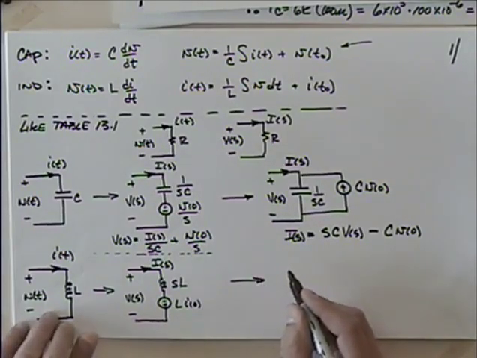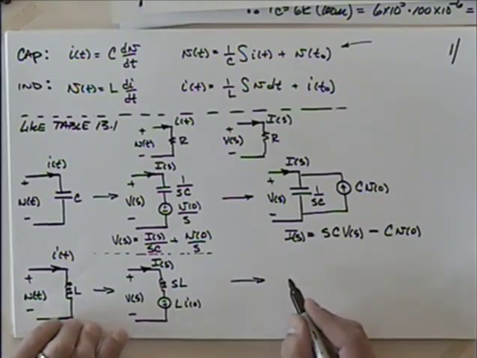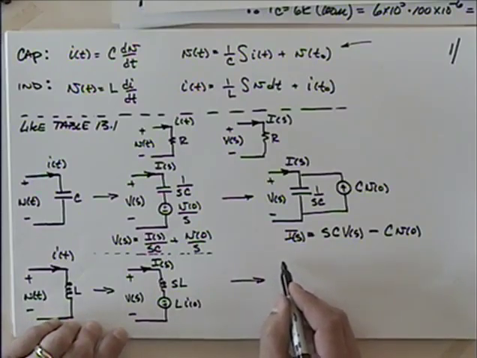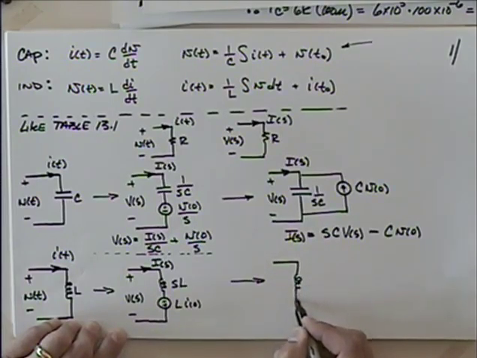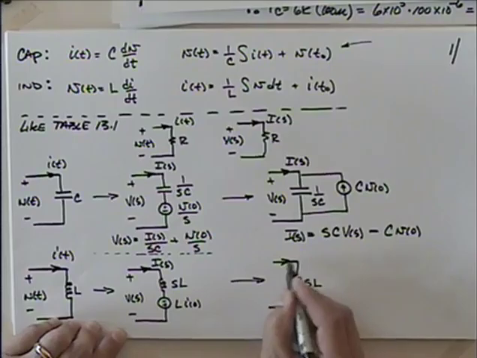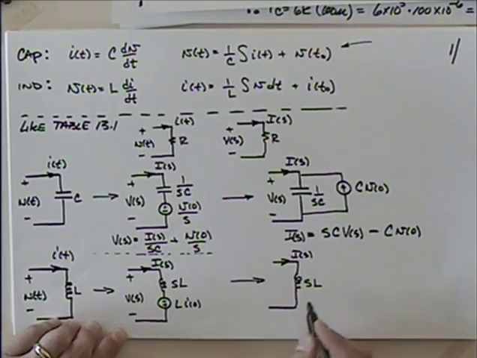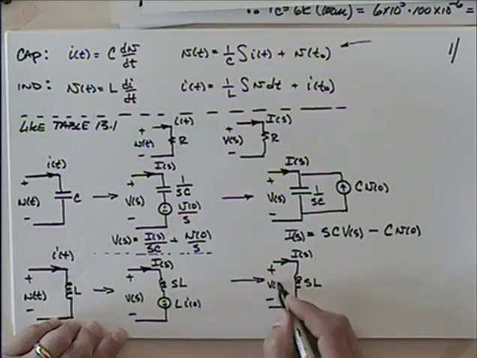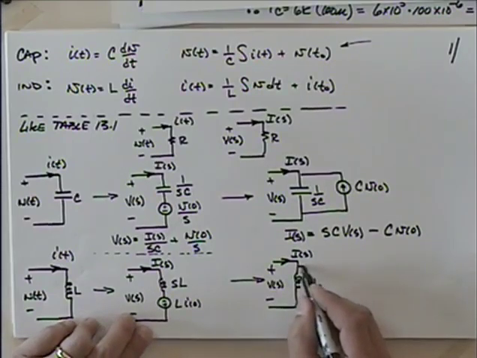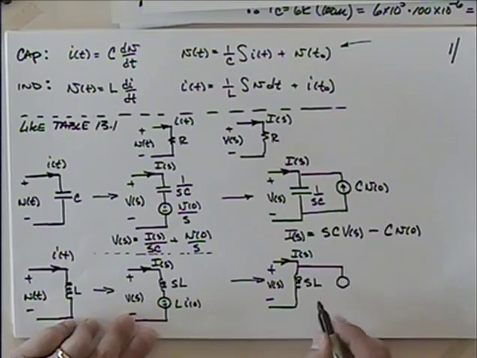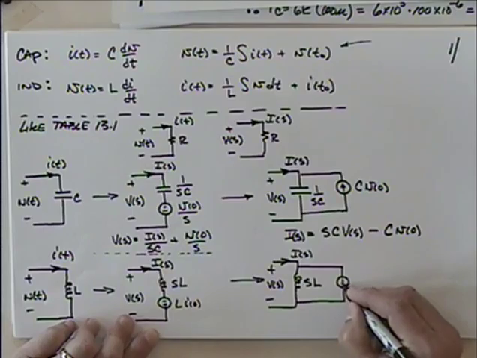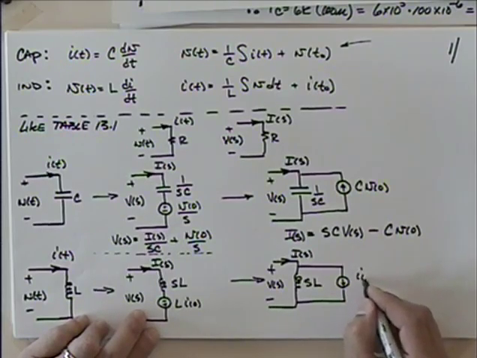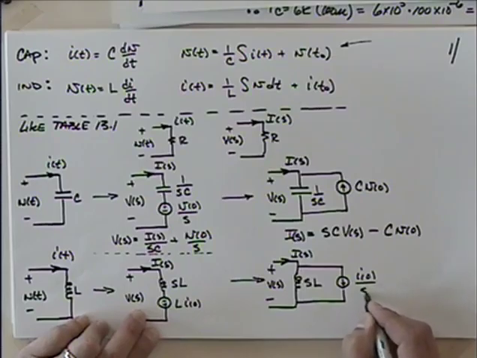Or we could represent this as the inductor with a current source in parallel. So again, we have S times L. Here's I of S, V of S, and I'm going to put this current source out here. Looking at the polarity of the voltage source, the current source would have to go down. This is going to be the initial current divided by S.